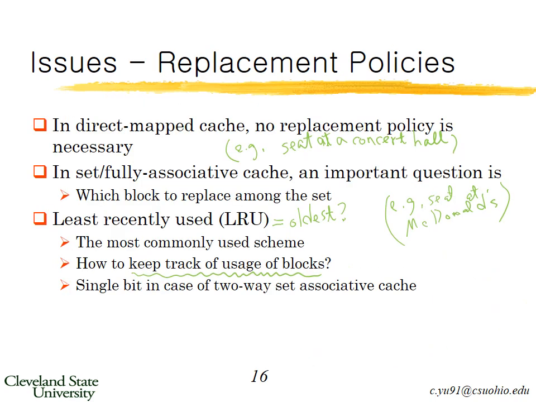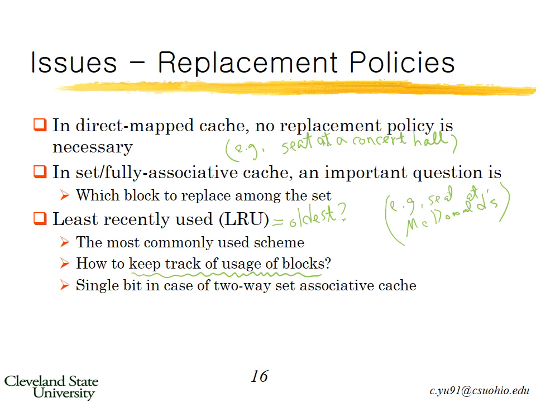Another issue is the replacement policy. In a direct mapped cache, no replacement policy is necessary. You can make an analogy with a seat at a concert hall. You are given a seat in a concert hall, and you go to the place, and if someone else is sitting there, you can just ask them to leave because that's your seat, right? So you don't need any replacement policy because this is just so obvious.